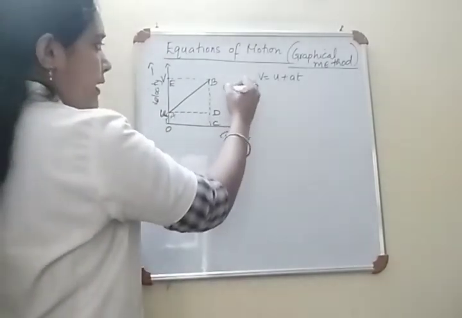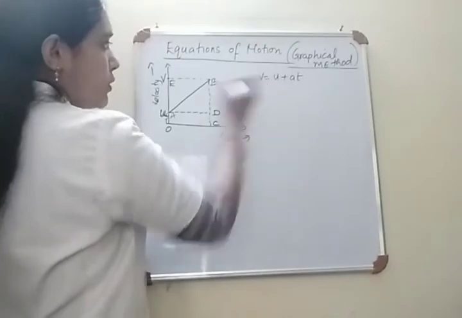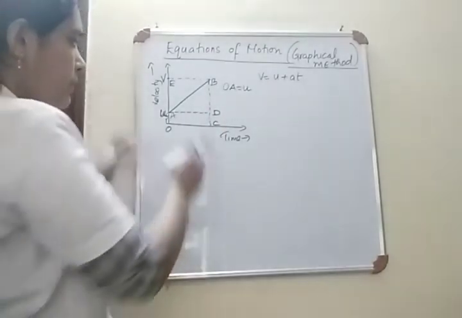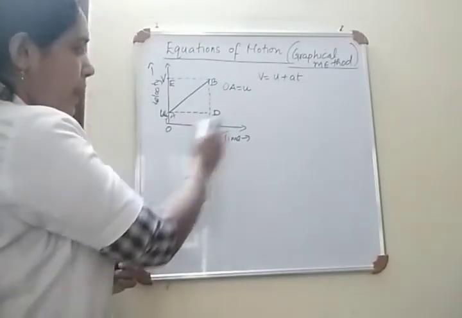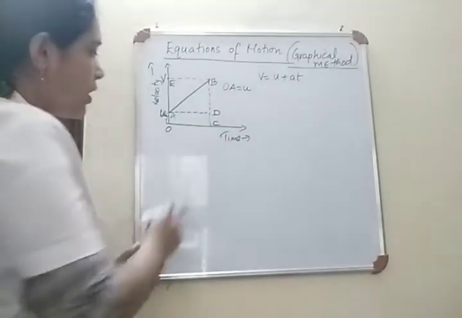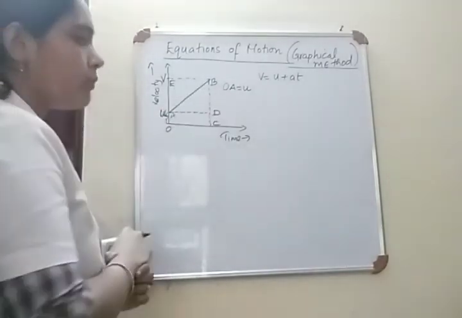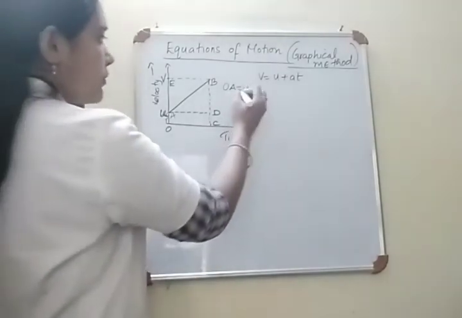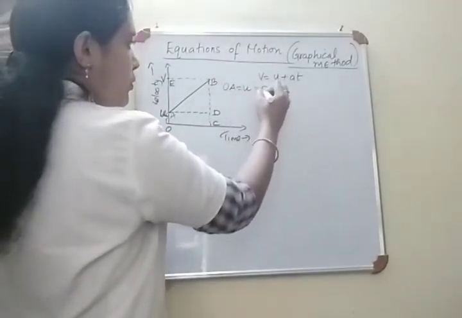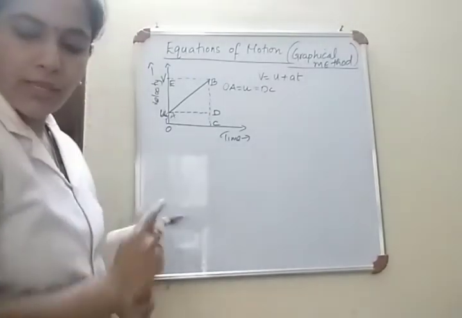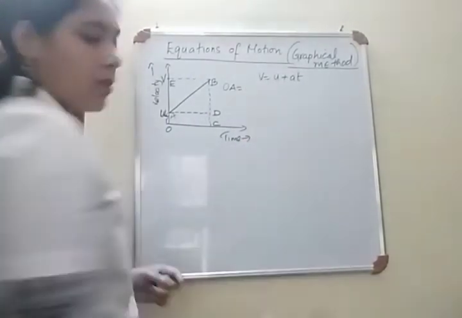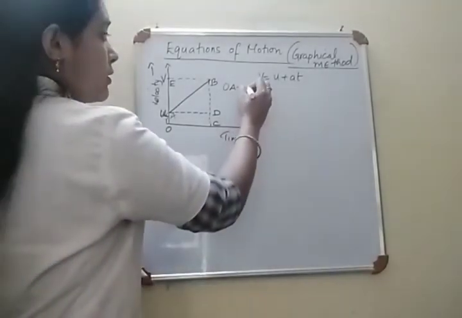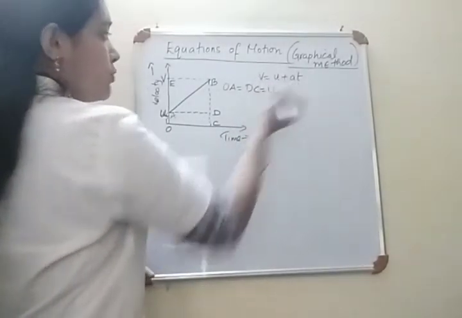So let me write that OA is equal to u, and this OA is equal to DC, right? Because OA and DC are parallel to each other. So OA is equal to u, and that is equal to DC. Or we can write like this: OA equal to DC equal to u.